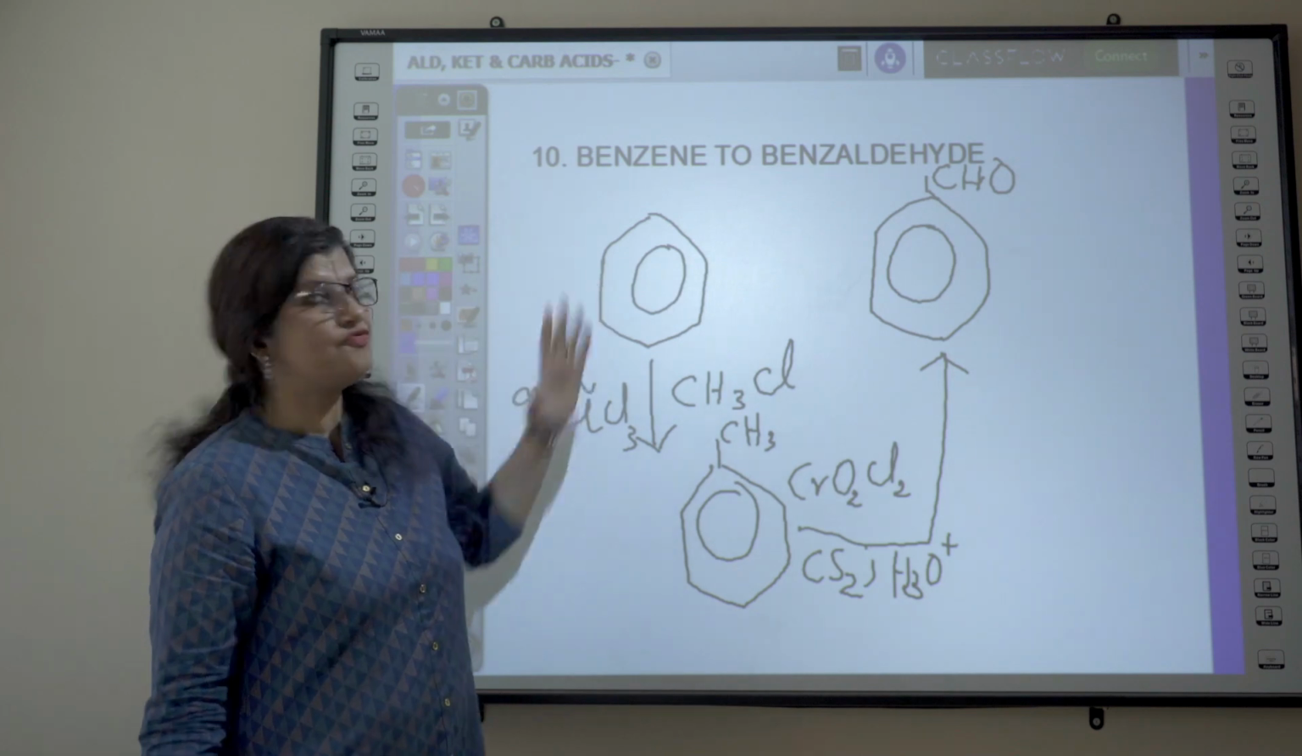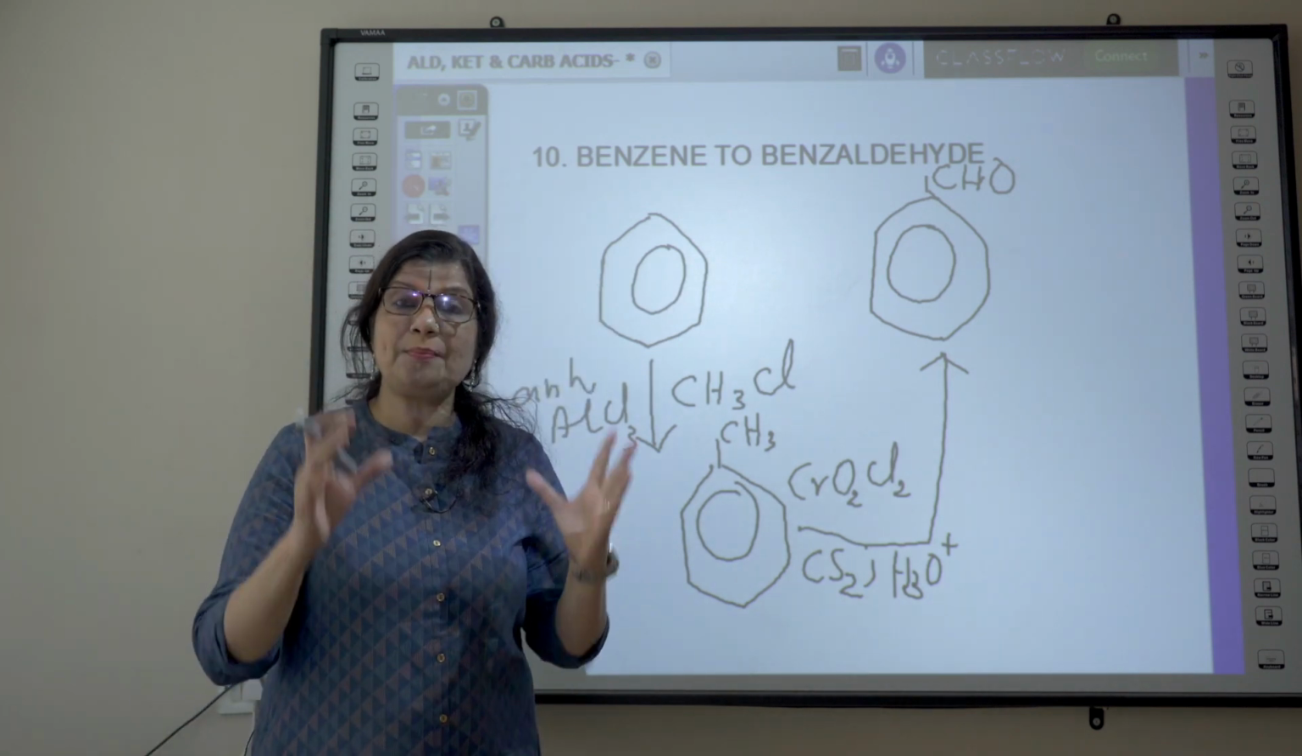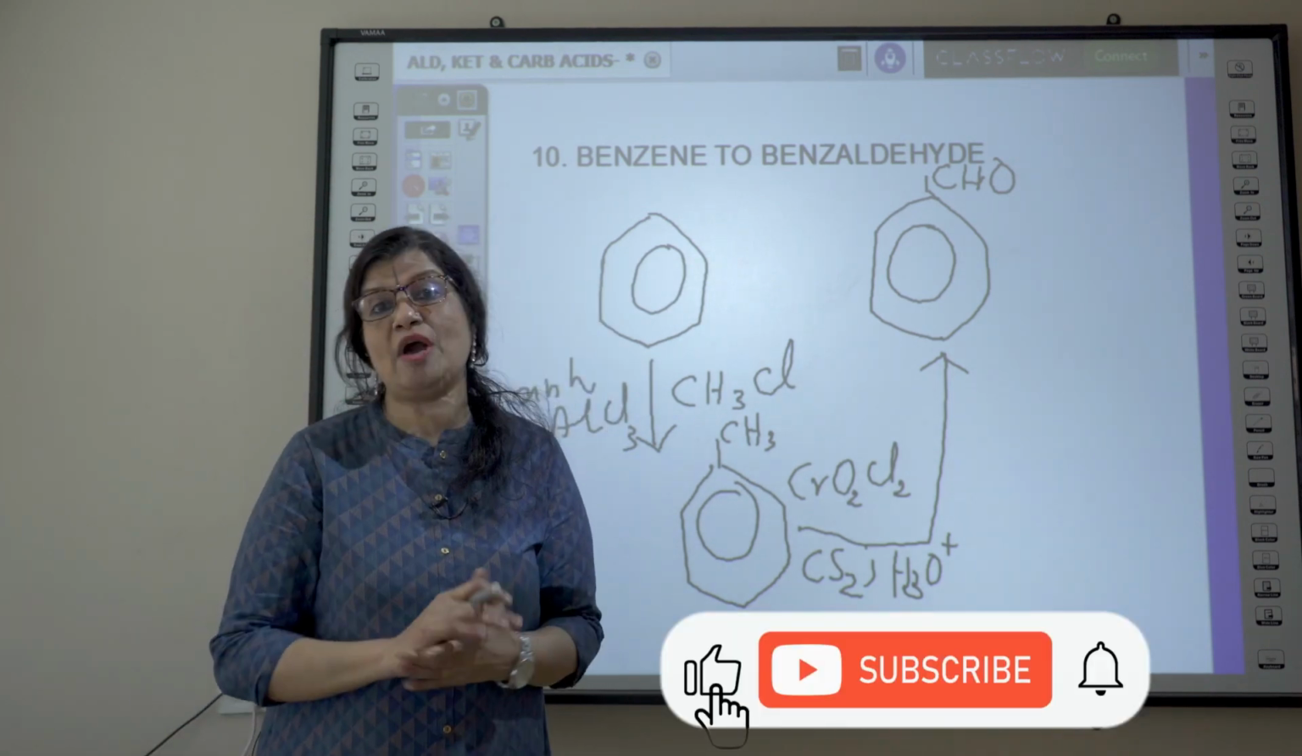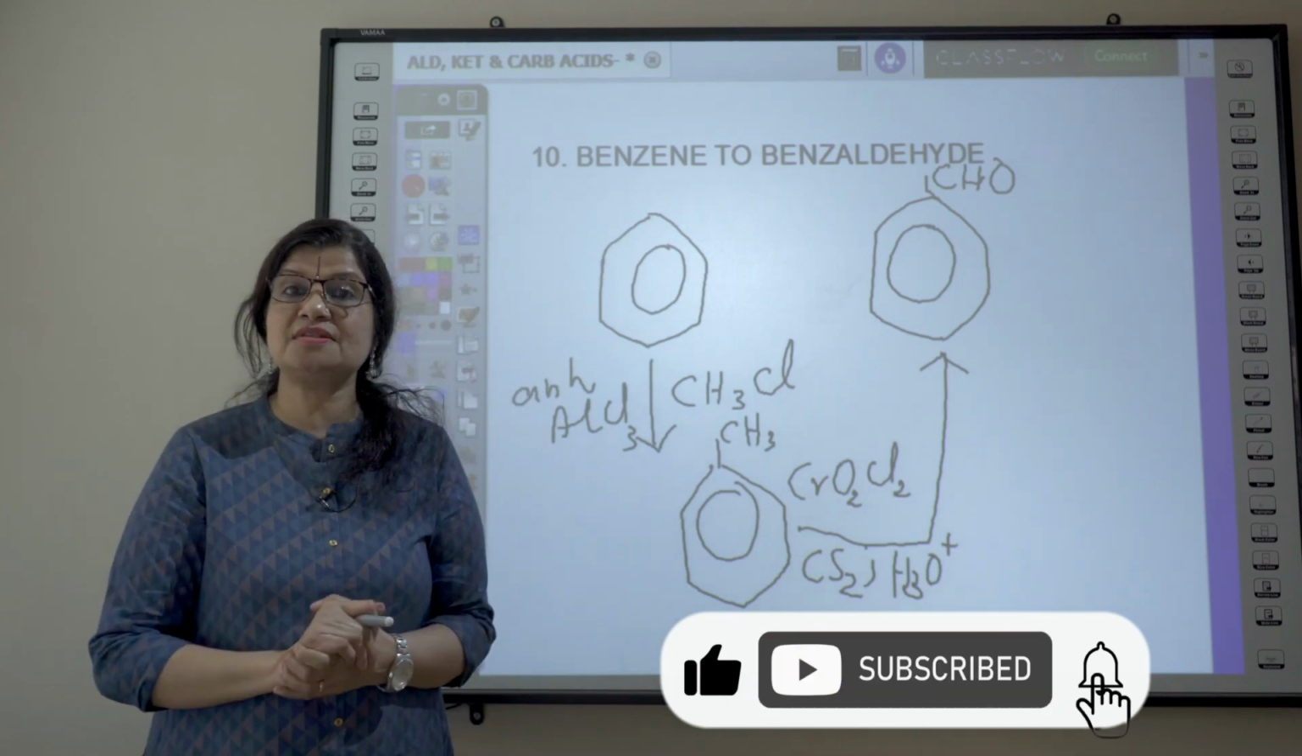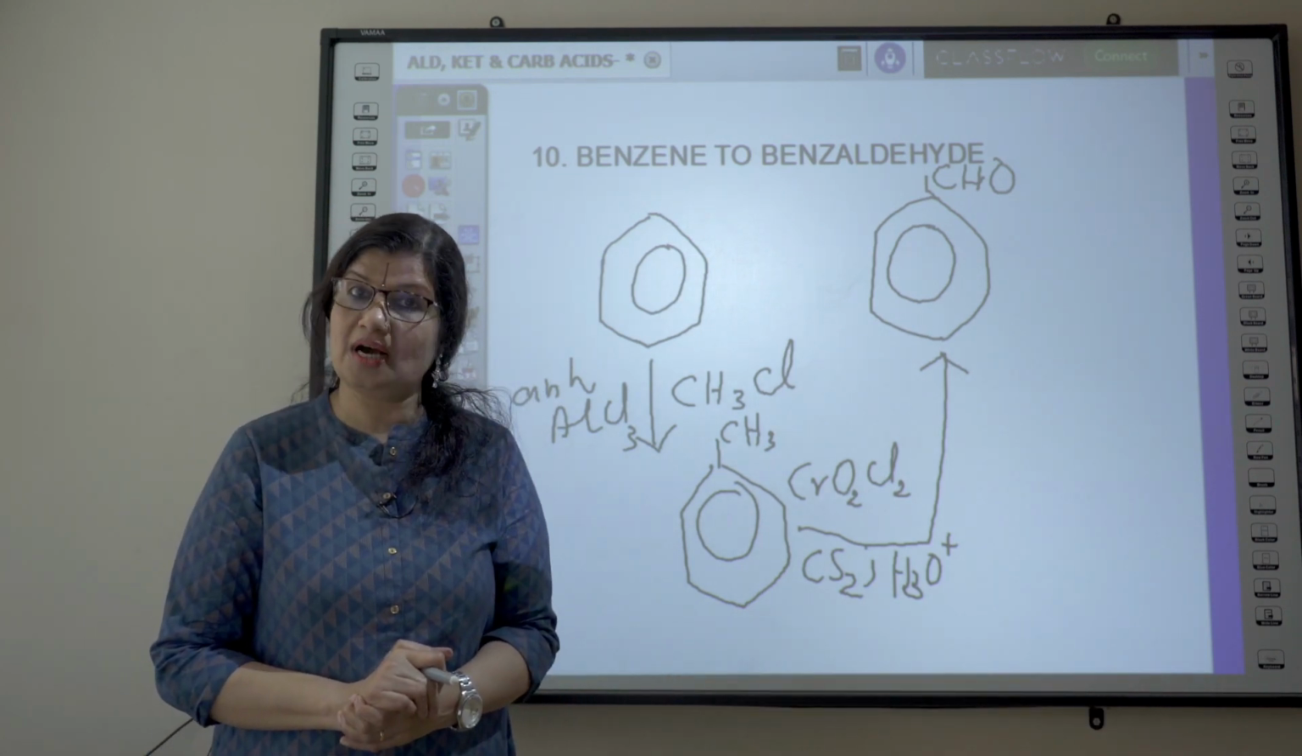So these are a few interconversions which you will be able to do well only if you have practiced all the reactions involved in aldehydes, ketones and carboxylic acids.